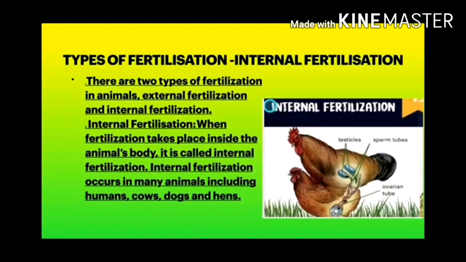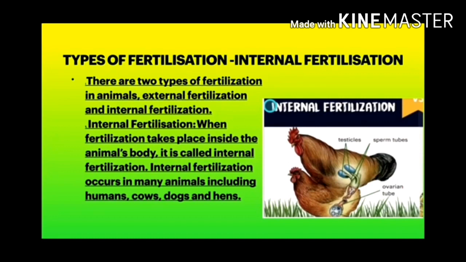There are two types of fertilization: internal fertilization and external fertilization. Internal fertilization in animals: when fertilization takes place inside the animal's body, it is called internal fertilization. It occurs in many animals including humans, cows, dogs and hens. The fertilization occurs inside the female body, and here the eggs are fertilized by sperms inside the female body to form zygote.